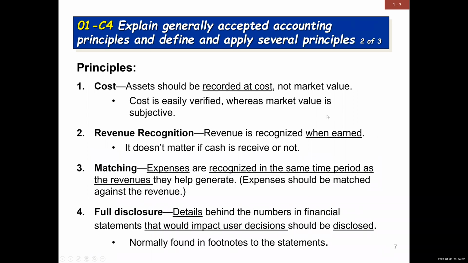Now, what are some of these principles that I'm talking about? I'm going to talk about four of them. Number one is the cost principle. Assets, which are items that we own, should be recorded at cost, not market value. Cost is easily verified, where market value is subjective.